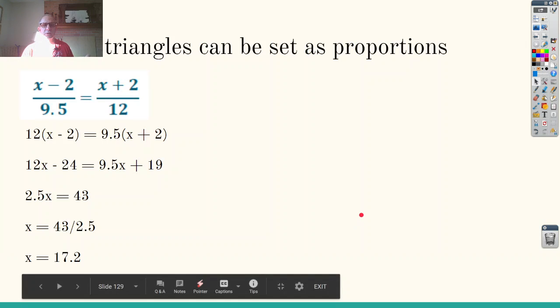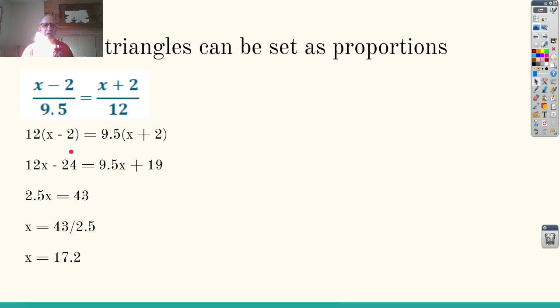Either way works. So I did it this way with (x minus 2) divided by 9.5 equals (x plus 2) divided by 12. We're going to multiply both sides by the denominators: 12 times (x minus 2) and 9.5 times (x plus 2). 12 times x is 12x. 12 times negative 2 is negative 24. 9.5 times x is 9.5x. 9.5 times 2 is 19.